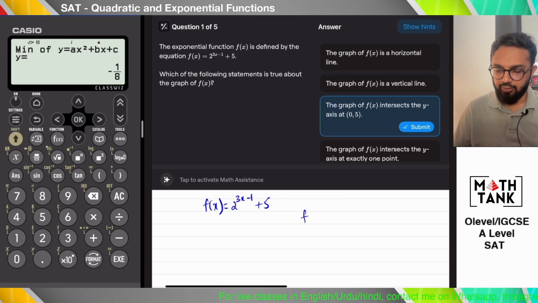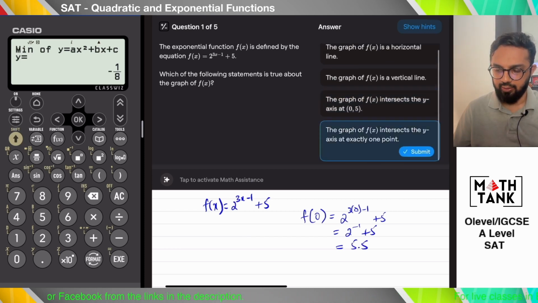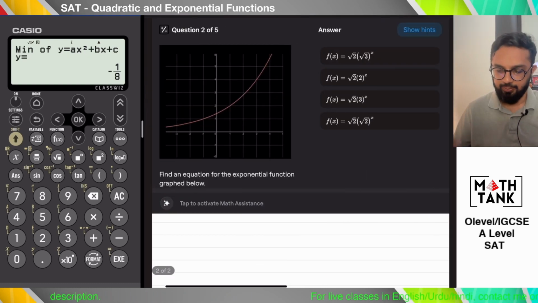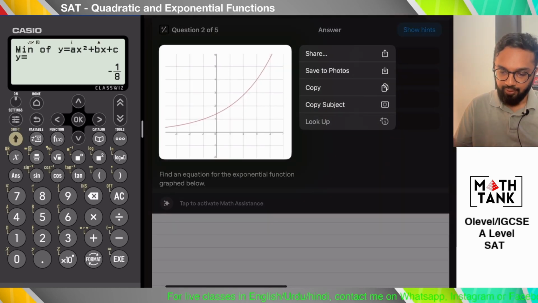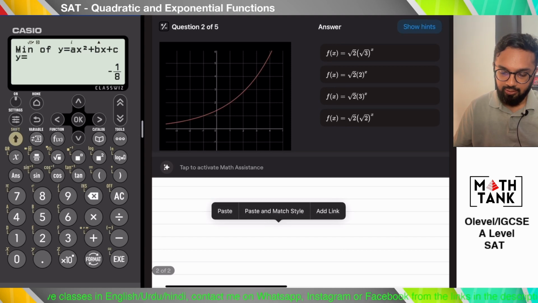Okay, let's check. For the y-intercept, it's 0 to the power minus 1 plus 5. No, that's 5.5. At exactly 1 point, yes, it does intercept at exactly 1 point. That should be the correct answer. Okay, so I have that. Let's paste that here so that we can work on it.